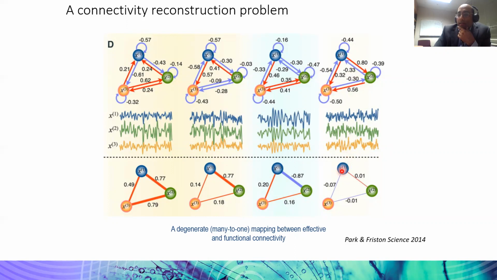So what I'm trying to say here is that the mapping between what's happening in the brain, these neural interactions, or what we call the effective connectivity, and what we can actually measure, is this: the mapping from effective connectivity, which is what we call causes, to the consequences, which is the time series data that we acquire through MRI, is not one to one.